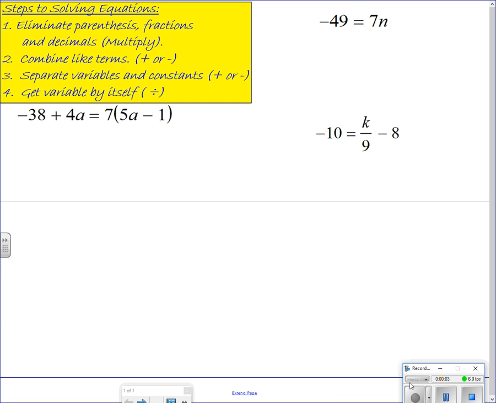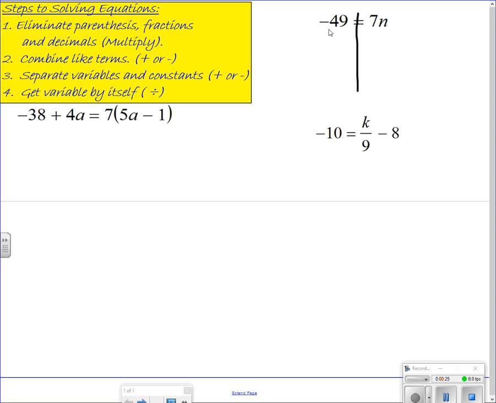Okay, in this video, I'm going to show you how to solve equations using these four steps. And the best way to show you is to do a couple of examples step by step. So step number one is eliminate parentheses, fractions, and decimals. And you do that by multiplying.